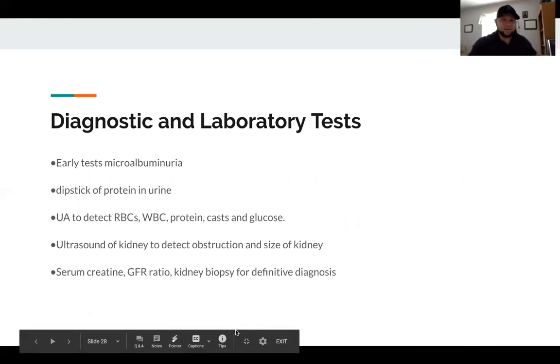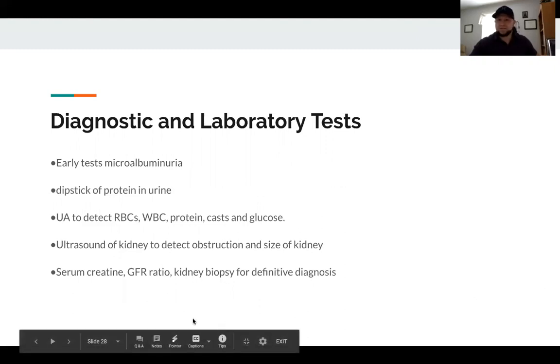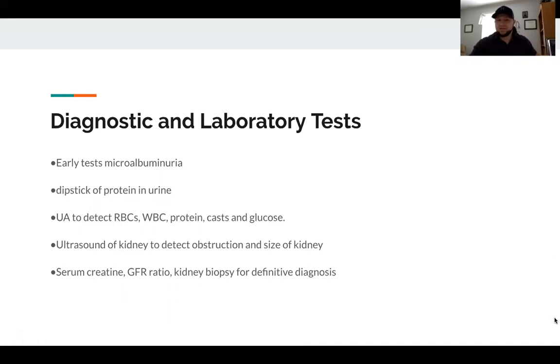So some of the diagnostic and laboratory tests that can be done are early tests for microalbuminuria, dipstick of protein in urine, UA to detect red blood cells and white blood cells, protein, casts, and glucose, ultrasounds of the kidney to detect obstruction in size of the kidney, and serum creatinine, GFR ratio, and kidney biopsy for definitive diagnosis.